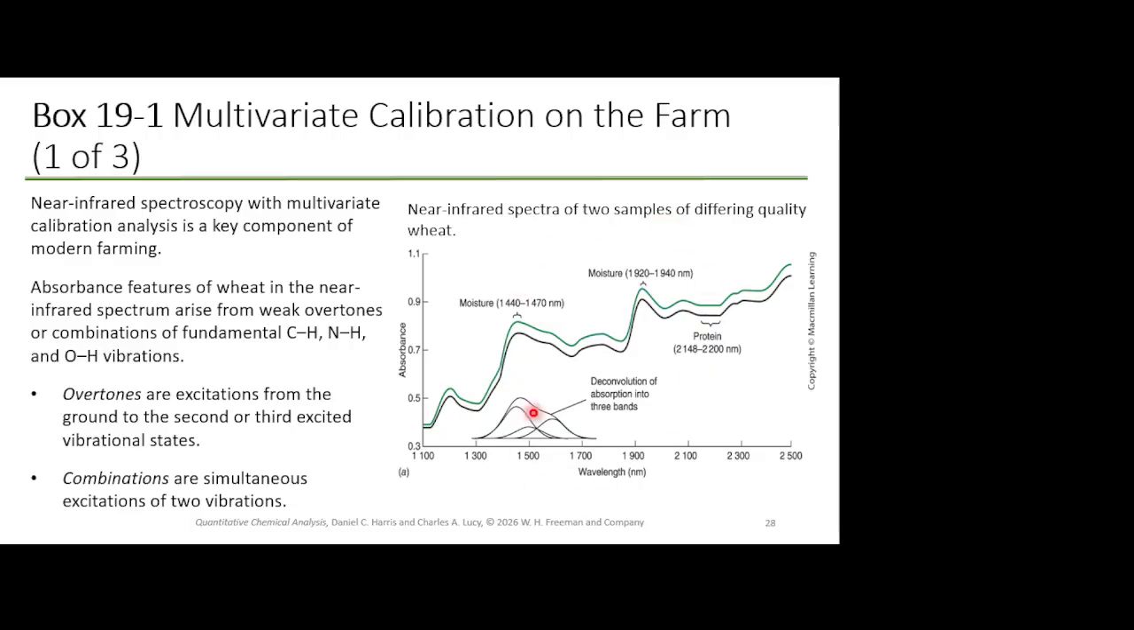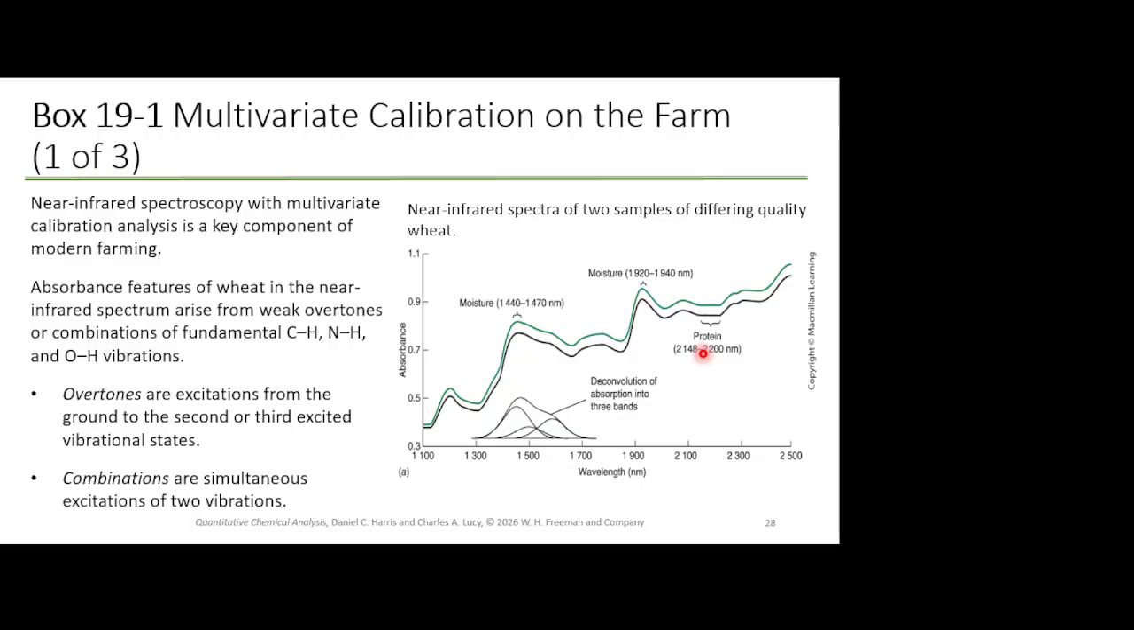The absorption features of wheat in near-infrared spectra actually arise from weak overtones or combinations of fundamental bands like carbon-hydrogen, carbon-nitrogen-hydrogen, and OH vibrations. Do you guys remember overtones and combinations? Overtones are going to be 2 times your band, so you get double excitation, and that's going to give you twice the wave number, or twice the energy it takes to do that.